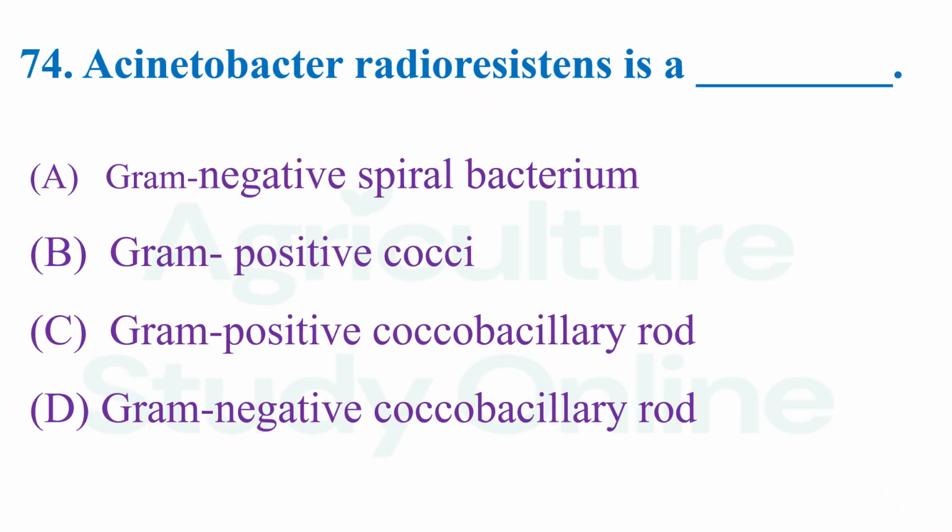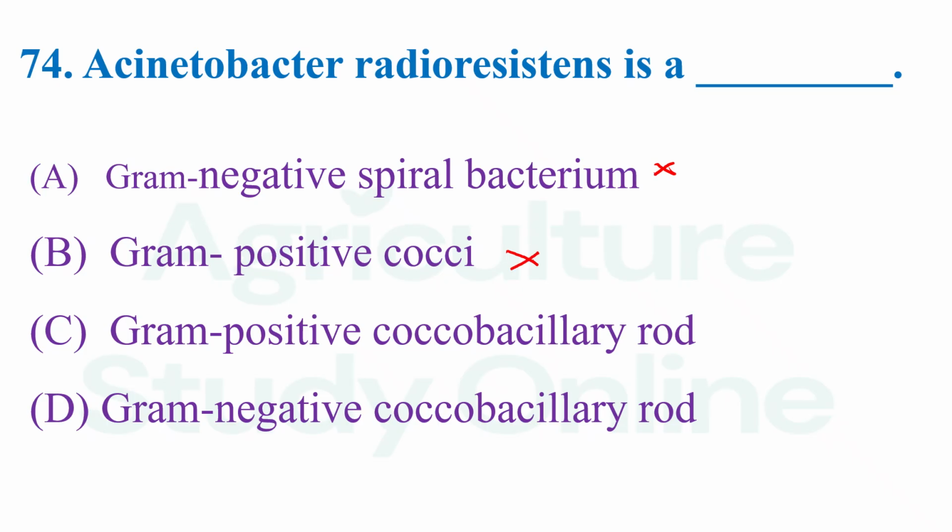Question number 74. Acinetobacter radioresistens, so it's on the morphology of Acinetobacter radioresistens. So first one, that is gram-negative spiral bacterium. Spiral shape is seen in spirillum or Helicobacter. So Acinetobacter, we know it's not spiral. So this is incorrect. Gram-positive cocci. Cocci means spherical bacterium like Staphylococcus. We know that Acinetobacter is gram-negative, not gram-positive. So this is incorrect.